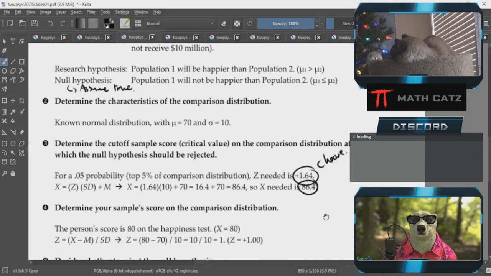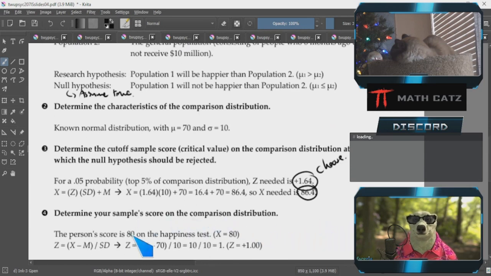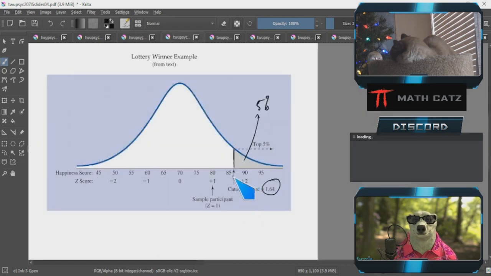So my sample score is 80. I can now choose. Do I go raw score, z-score? Decide. If I do the raw score, the happiness score, I compare it to my cutoff of 86. So this one over here was 86.4. Let's write it over here, 86.4. We got a score of 80. This is the observed score.